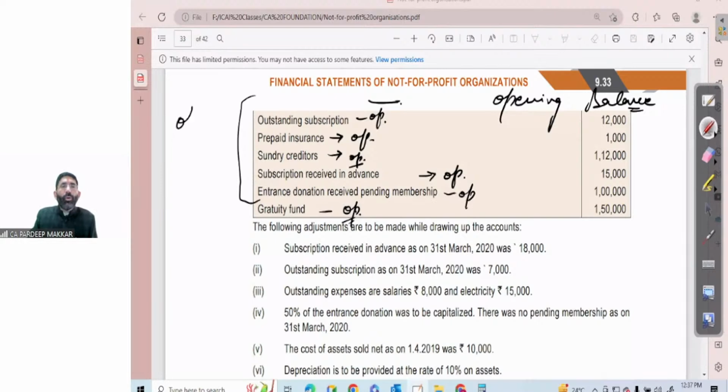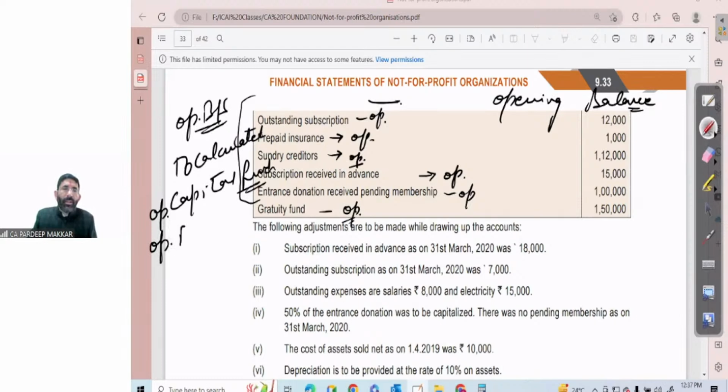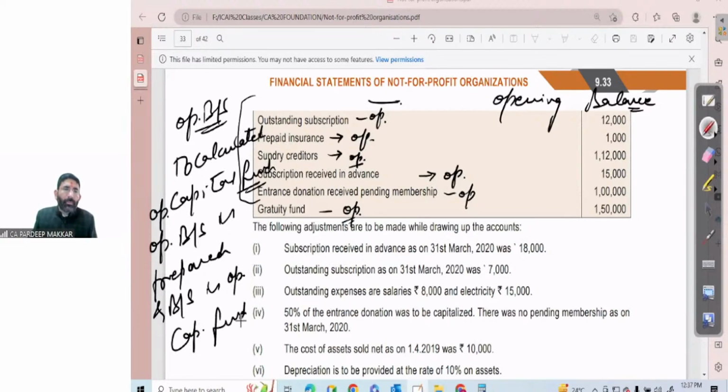One is they may go to the opening balance sheet if required to be prepared. Why is the opening balance sheet prepared? Normally capital is not given in these questions. So to calculate the capital fund, that is the opening capital, we can say opening capital fund, the opening balance sheet is prepared, and the balance sheet figure is the opening capital fund. Okay.